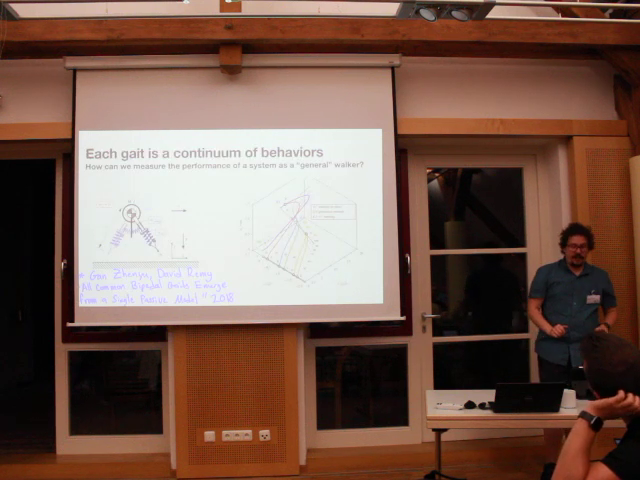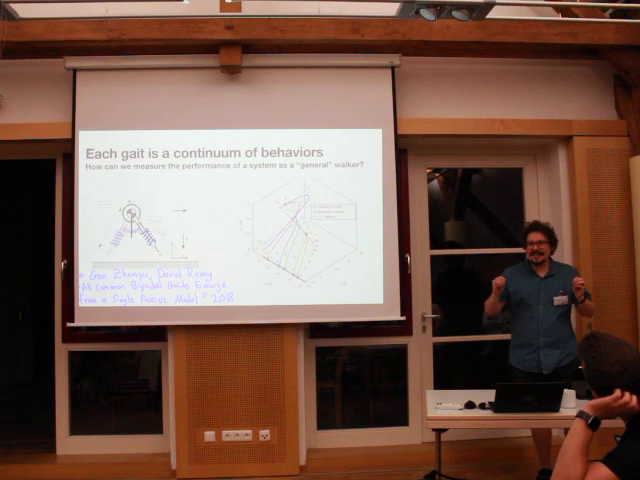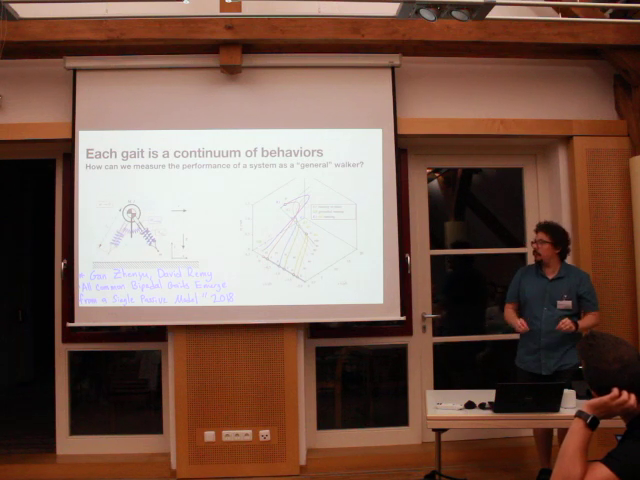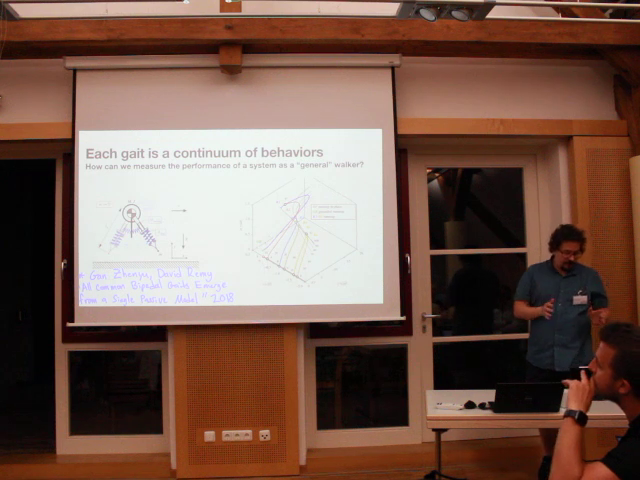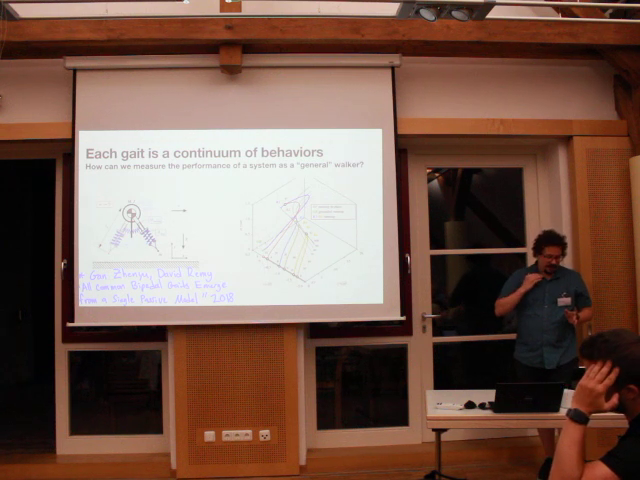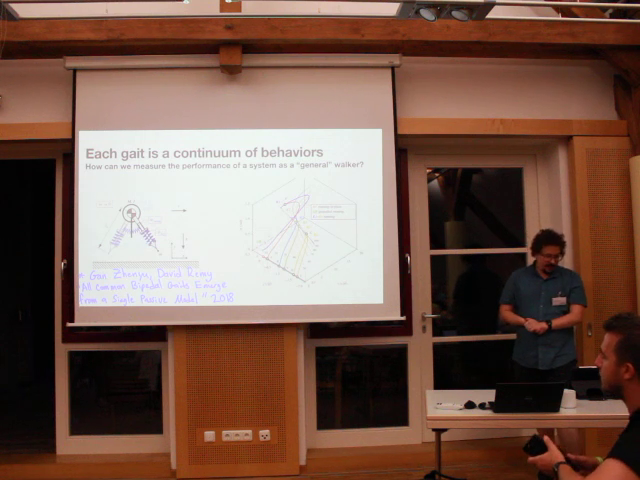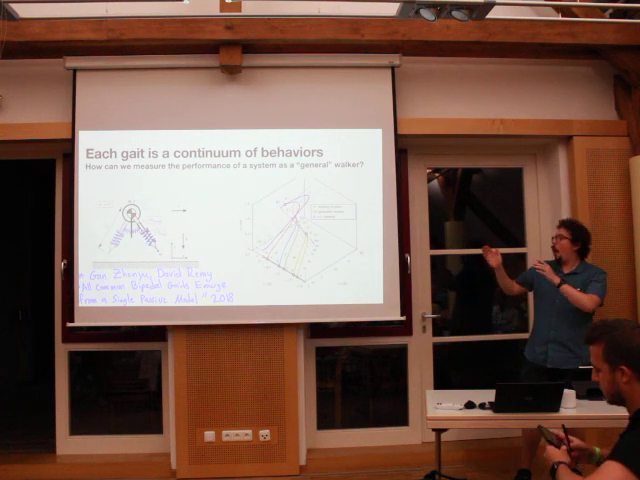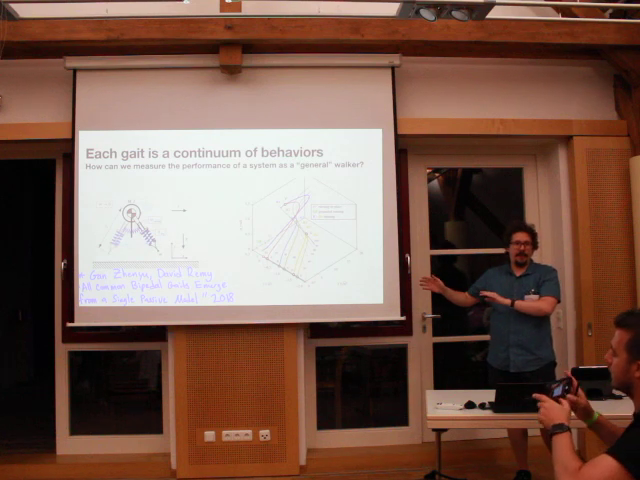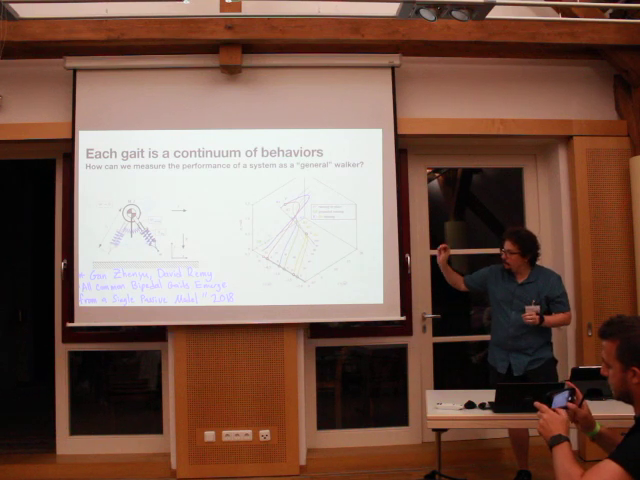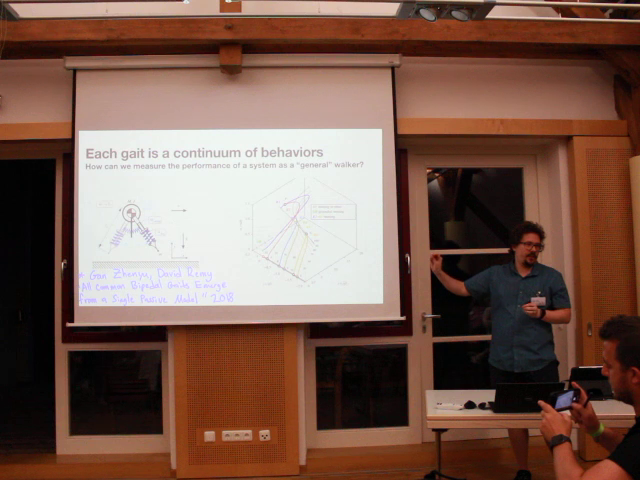But what I actually want to get into is that each gait is really a continuum. Each individual gait is a continuum of behaviors. So these are figures from a really cool paper that had a lot of influence on my thinking, from Gan Zhenyu and Dave Remy back in 2018. And what they showed is that all of the gaits of a biped can emerge from just carefully chosen initial conditions of this conservative mechanical system.